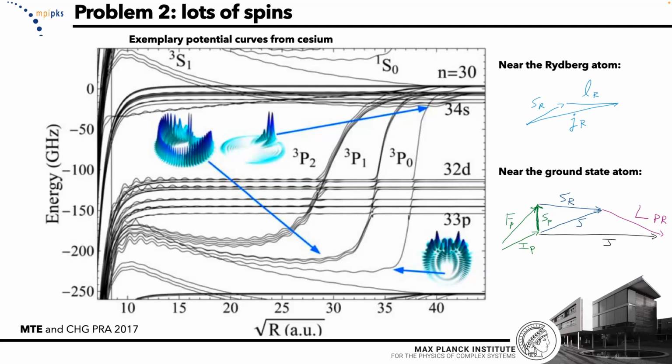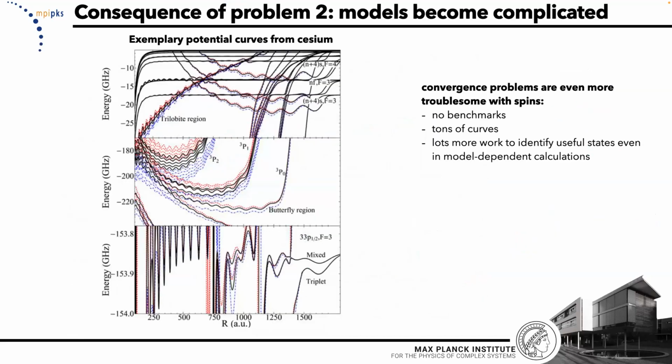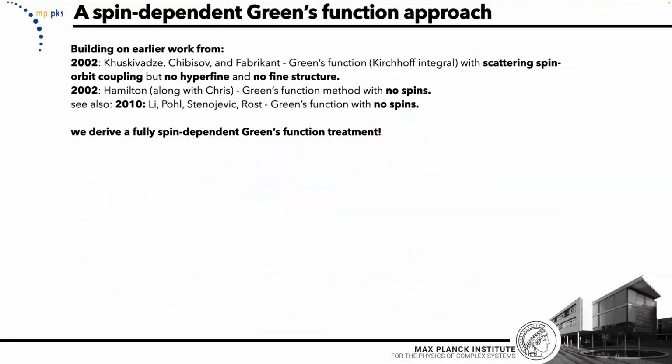And this really is problematic also for these convergence questions, because now you have to worry about converging a lot of potential curves, or coming up with a basis set that effectively works for tons of different potentials together. And as you can see here, these 3 colors are 3 different choices of basis sets to try and converge this. And you see that especially in this butterfly region, they're just all over the place. So this is hardly even a qualitative theory at this level. And this is a big concern. So that's what we tried to answer with a fully spin-dependent Green's function approach.